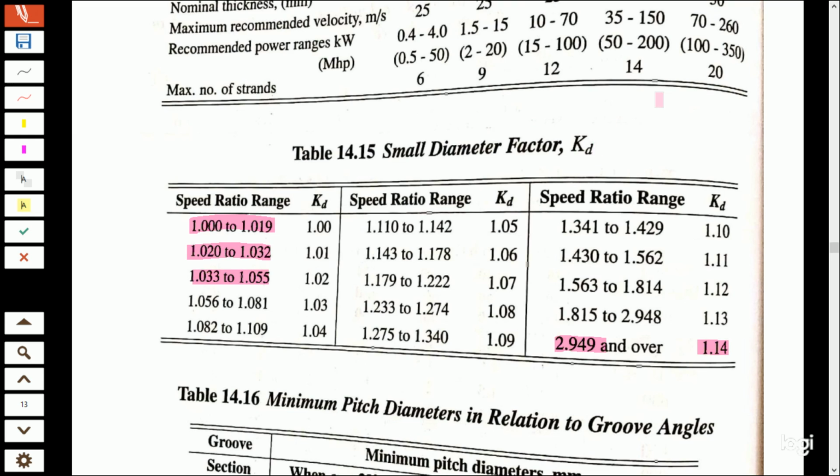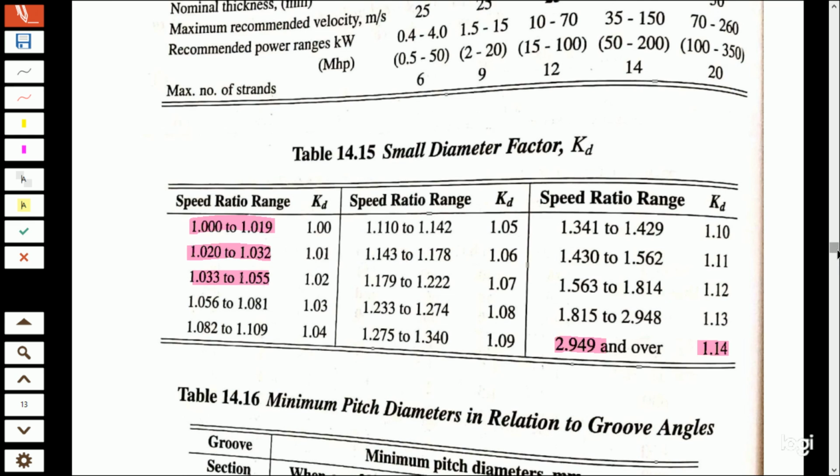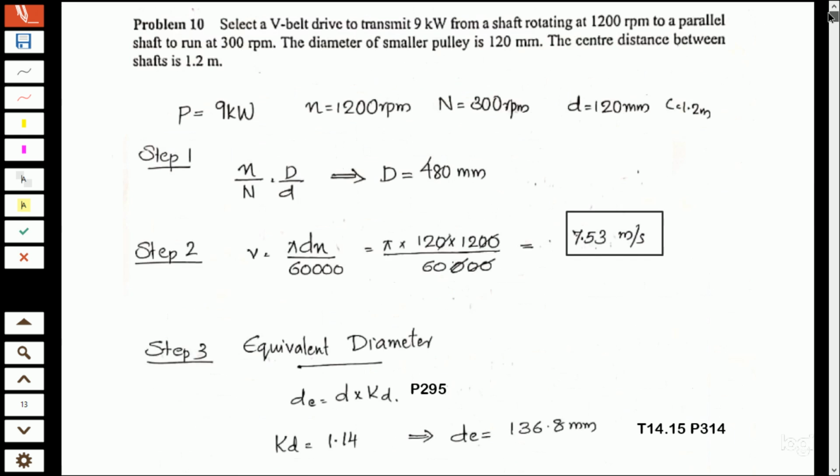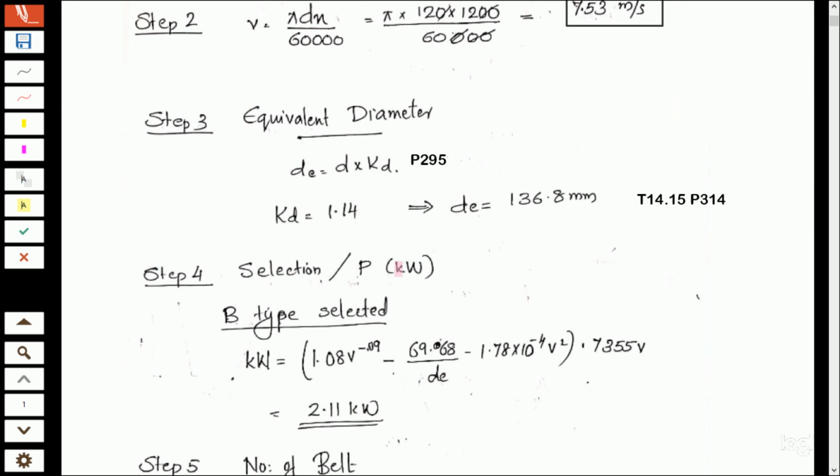And upon substitution, let us go back and see. Upon substitution, you are going to get the value of D as 136.8 mm. Now comes the selection of the cross section in step number 4.